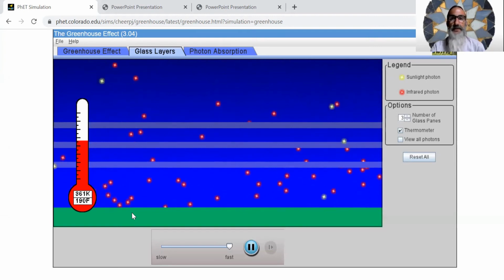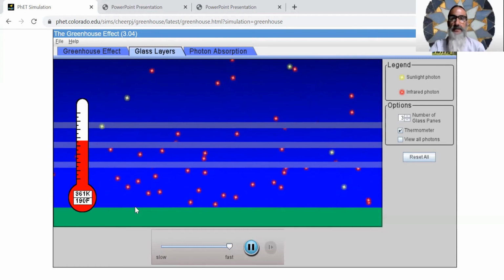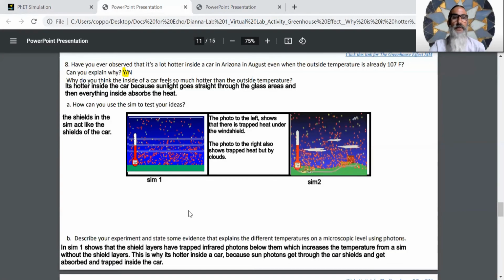So I've done a little review of how the simulation works, and I'll show you that we have a lab here. This is a student example, and I'm asking you some questions so you can take your own time to think about the questions. I'm asking you, have you ever observed that it's hotter inside the car than outside? Even when it's already hot outside, you'll notice when you get inside the car, it's much hotter. Why is that?